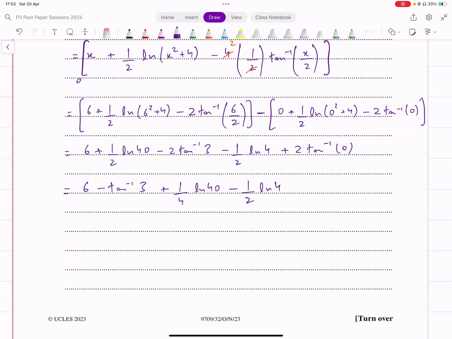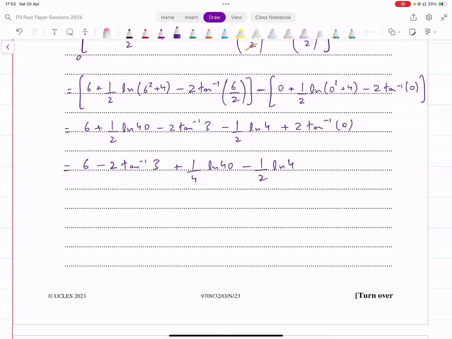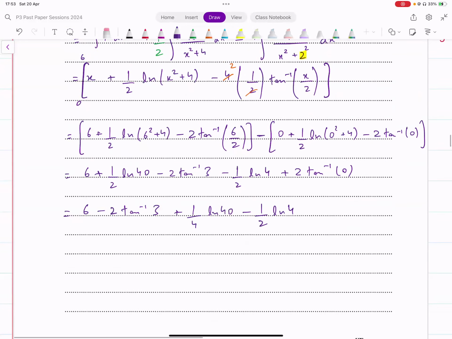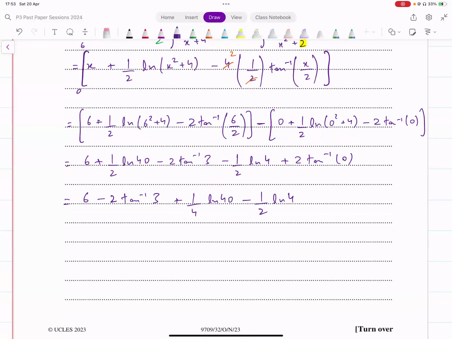We can't have multiple ln terms in our final result. This is what we end up getting, and now we need to write this as a single ln term. We need to combine the two ln terms that we've got. How can we do that? I'm sorry, this was 2 tan inverse of 3, 6 minus 2 tan inverse of 3, plus 1 over 4 ln 40 minus 1 over 2 ln 4. Right? That's what we're getting. How do we combine them as a single ln term?